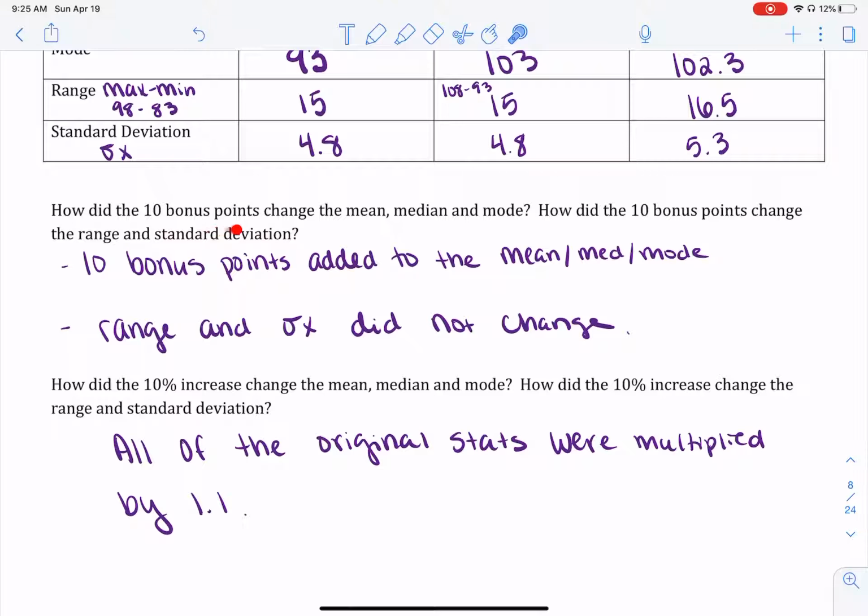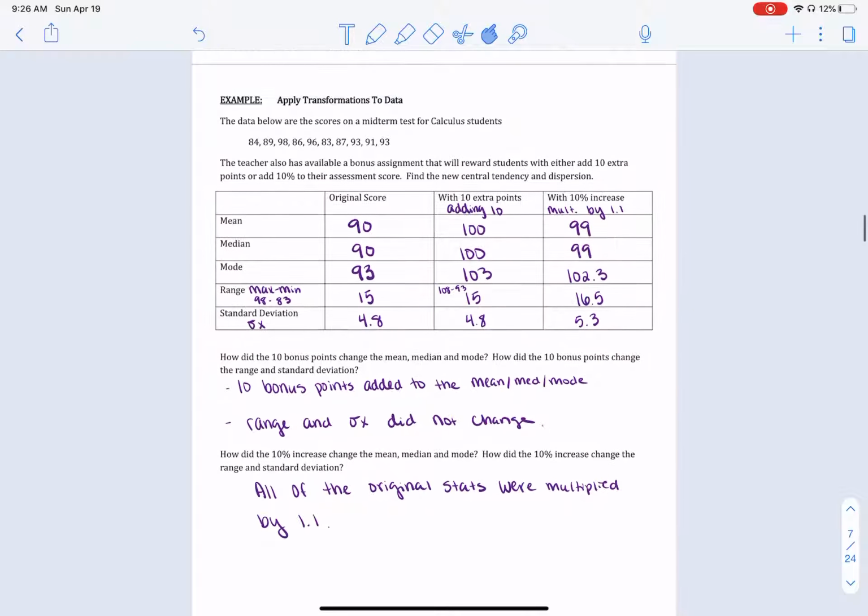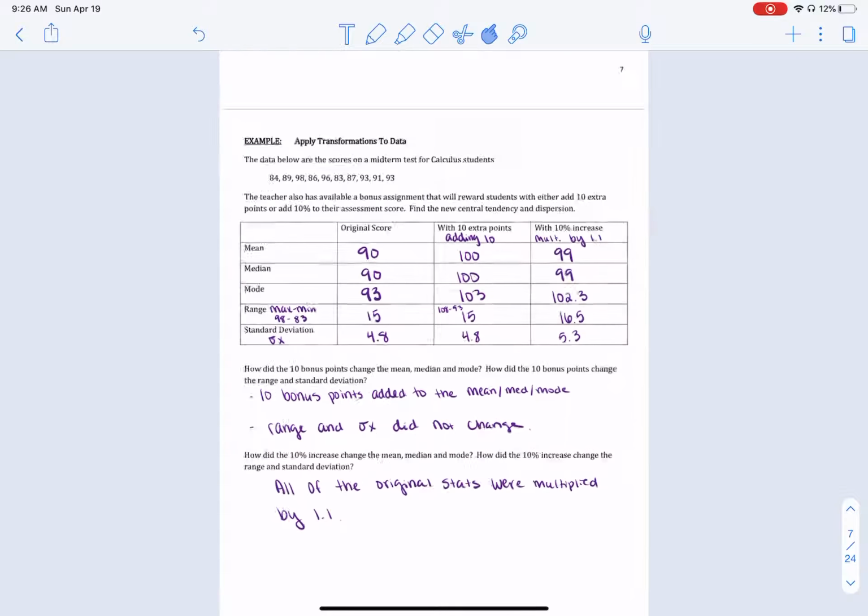So how did the 10 bonus points change the mean, median, mode? Well, the 10 bonus points adds to the mean, median, mode. So because we added 10 points to our data, our mean, median, mode changes, but the range and standard deviation do not. The 10% increase, how does that change everything, the mean, median, mode, and the standard deviation? So all of our original stats were on this side, ended up being multiplied by 1.1, and that's how we could see that.